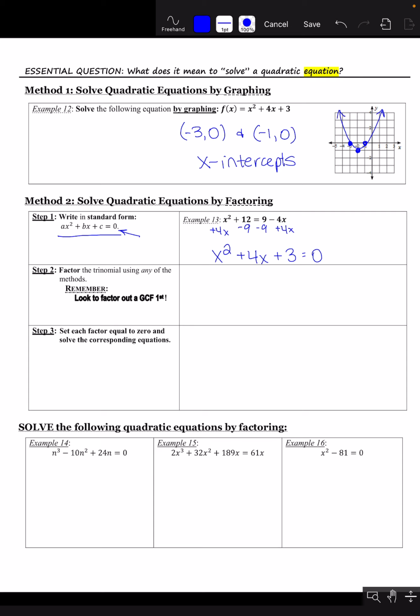And the next step, factor the trinomial using any of the methods. So there's a bunch of methods out there. The ones that we did was just doing our x off to the side, and we need 2 numbers that multiply to give me 3 and add to give me 4. There's not a lot to choose from. You've got 1 and 3, and so we'll write it as our factors.